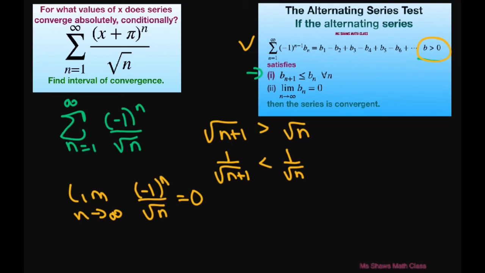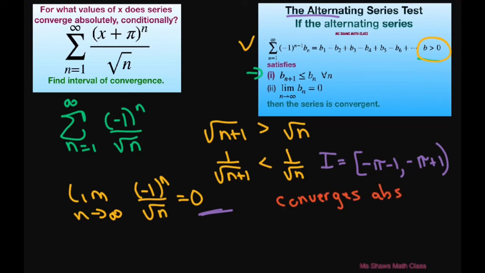Therefore, our final results: the interval of convergence is, since this endpoint is convergent by the alternating series test, we use a closed bracket at negative pi minus 1. It was divergent for our other endpoint at negative pi plus 1, so that's an open parenthesis. It converges absolutely on the open interval negative pi minus 1, comma, negative pi plus 1. And it converges conditionally at x equals negative pi minus 1.